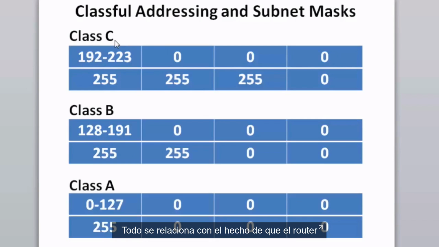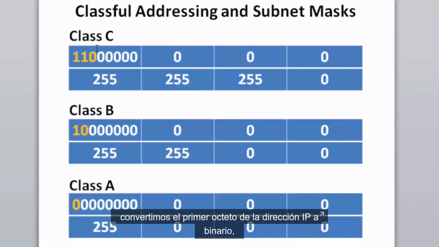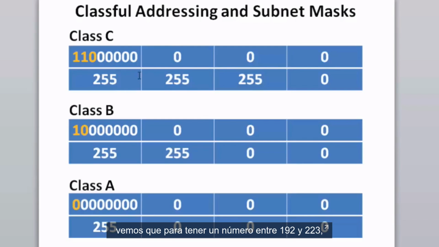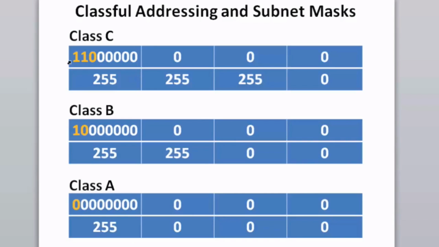It all has to do with the fact that the router and the computers see the IP addresses and the subnet masks in binary, not in dotted decimal notation. This is just the decimal representation of what the computer sees in binary. So if we look at it in binary and convert the first octet in the IP address to binary, we see that in order to have a number between 192 and 223, the first three digits in binary, counting from left to right, need to be 1, 1, and 0. If the first three digits are 1, 1, 0, the number has to be between 192 and 223.